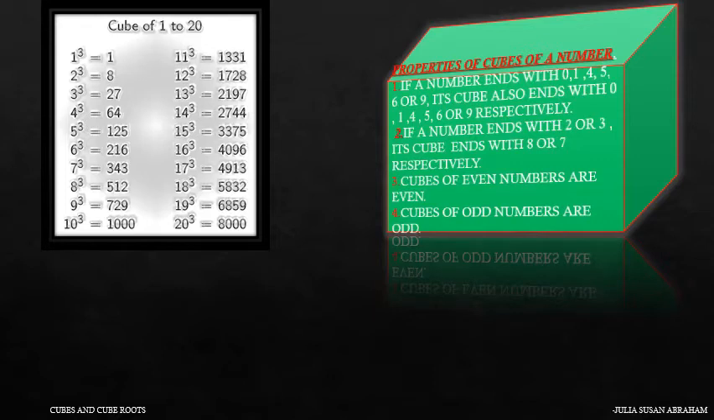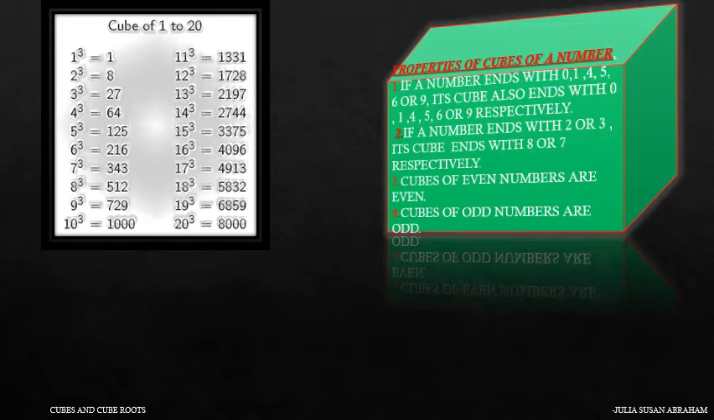Let's see about the cubes of odd numbers. What about the cube of 9? It is 729. What about the cube of 17? It is 4913, which is again an odd number. So, we can say that the cubes of odd numbers are always odd.